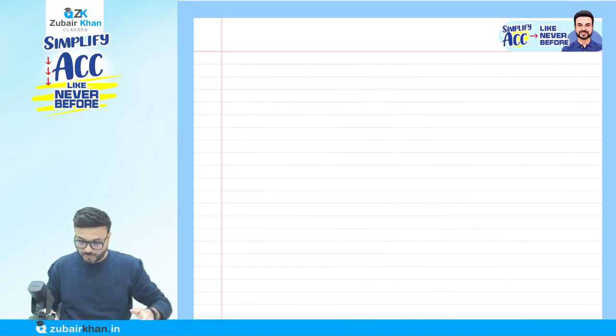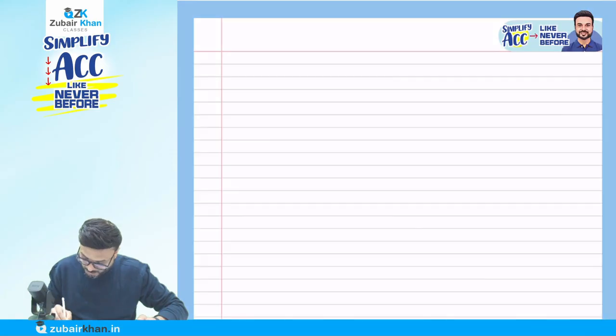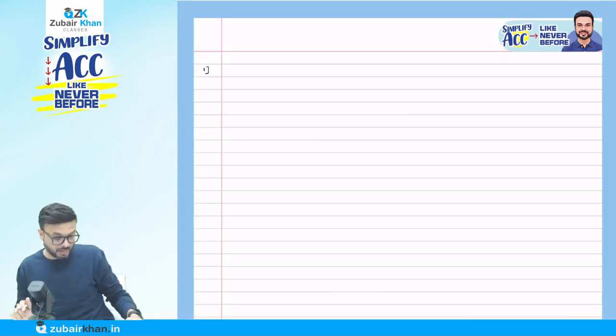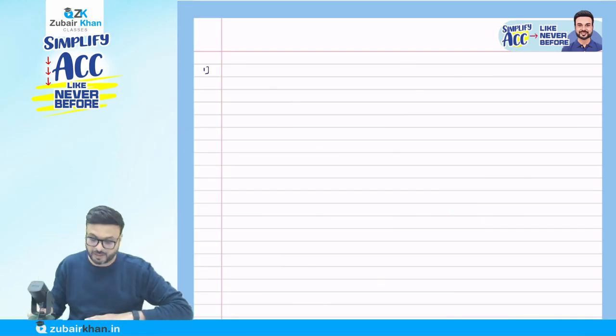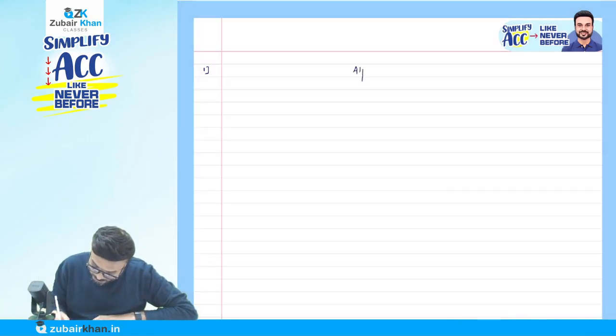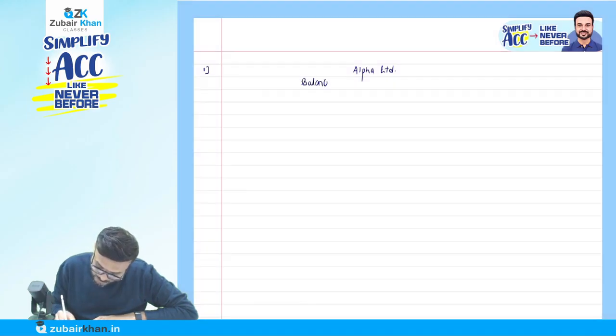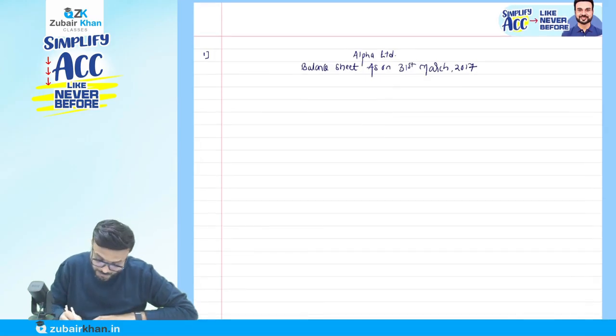Now we will write it down here: question number 1. Write down question number 1. The way I am writing, exactly you have to write it down like that. Write down here Alpha Limited. Give the name of the company. Balance sheet as on 31st of March 2017.